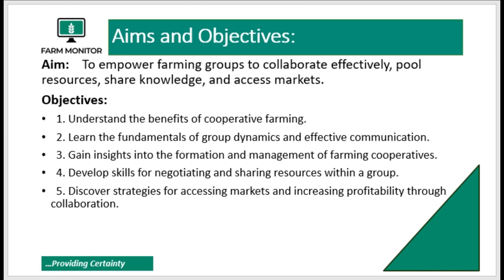The main objectives are: 1. To help participants understand the benefits of cooperative farming. 2. To help you learn the fundamentals of group dynamics and effective communication. 3. To give you insight into the formation and management of farming cooperatives. 4. To help you develop skills for negotiating and sharing resources within a group. And number 5, discover strategies for accessing markets and increasing profitability through collaboration. These are the things we'll be looking at in this course.